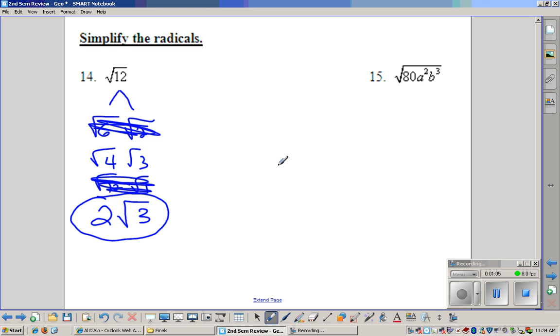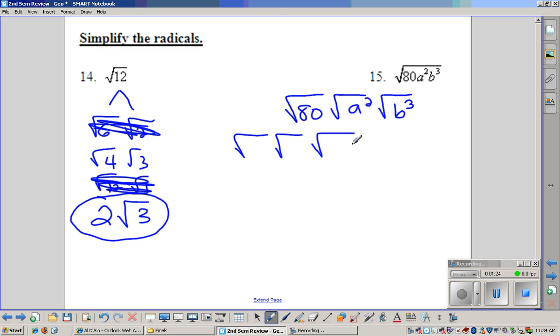You start introducing variables, like number 15. So you do it the same way though. The square root of 80, break it up, square root of a squared, and the square root of b cubed. Now I'm going to do that again. I'm going to break the square root of 80 into something that might be useful. And I'm going to break the square root of b cubed into the square root of b squared and the square root of b, because b times b squared is b cubed. So that'll work.